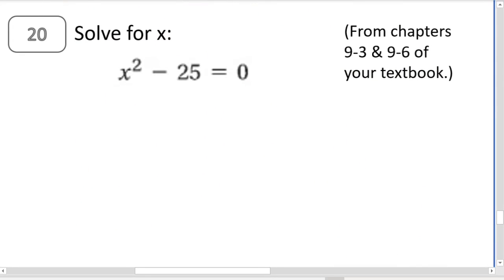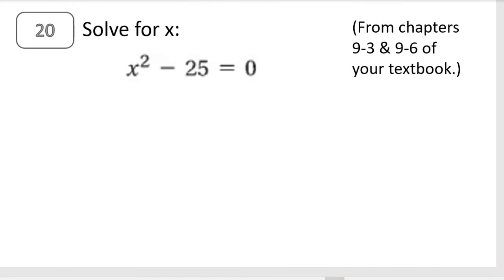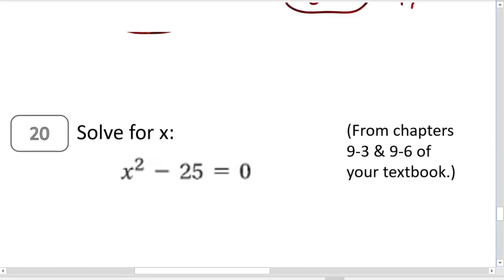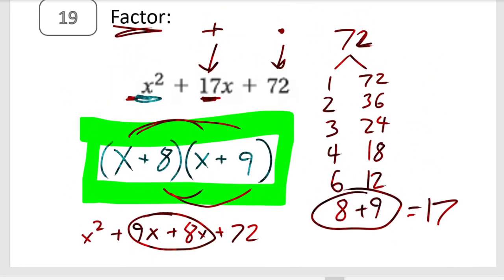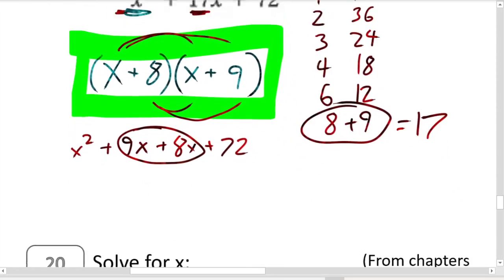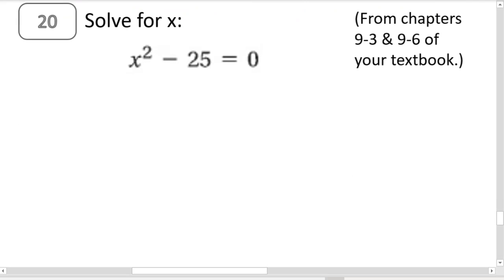Problem number 20, solve for x. This is easier than the one above as far as solving for x, because we only have one variable with an x in it.